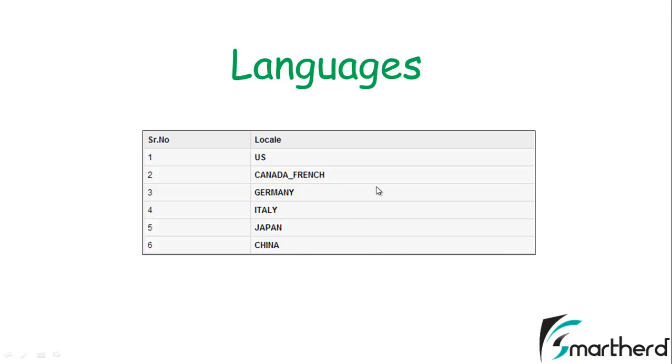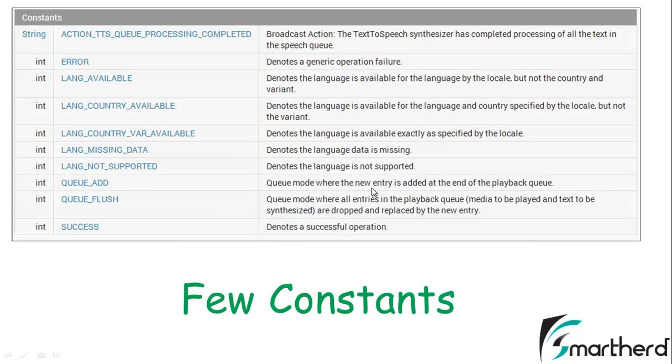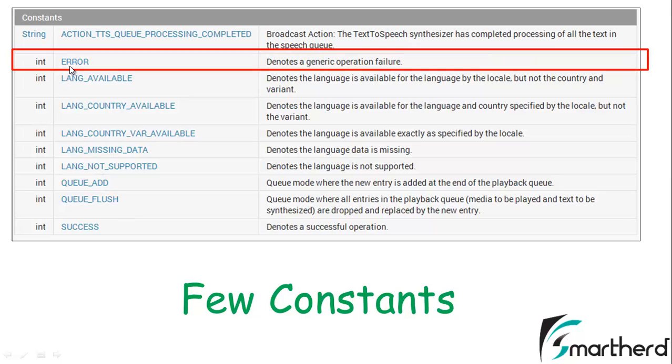Now let's check out a few constants that are very useful and that we are going to see while we write the code of text to speech conversion. These are the data direct from developers.android.com. Guys, there are lots of constants, and we are going to discuss the most important ones. The first is the int ERROR. This constant can be used to check whether there is an operation failure or not.